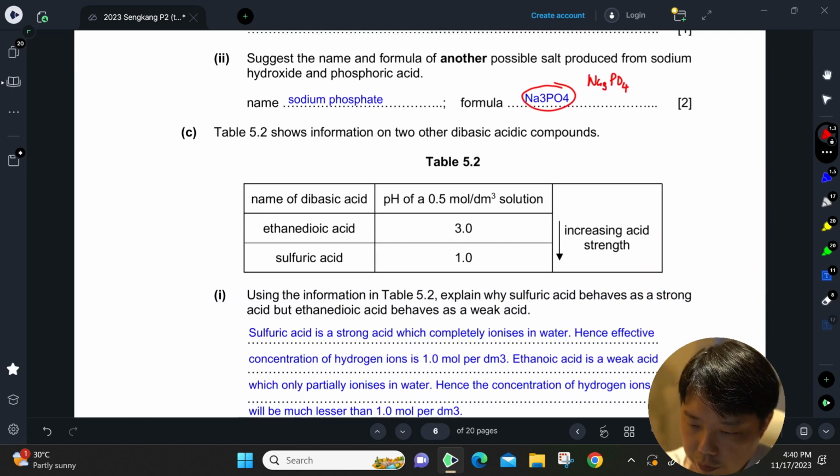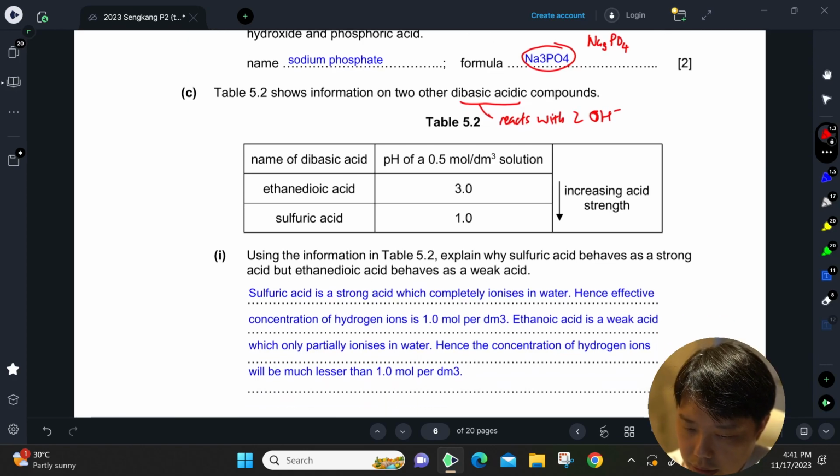Table 5.2 shows two other dibasic acidic compounds, which means that each reacts with 2OH-. One is ethanedioic acid, the other is sulfuric acid.